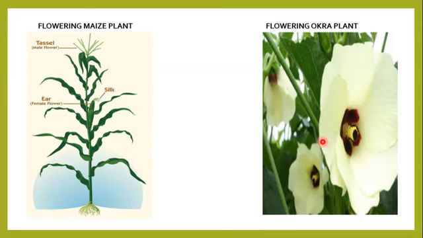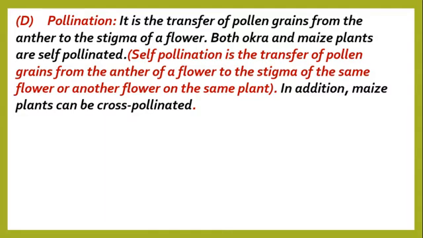Alright, let's move on to look at the next stage after flowering. After the flowers are born, what is the next stage? We have what we call pollination. And this is a popular word you have come across severally in your previous classes. So it's nothing new to you. So the same old definition: it is the transfer of pollen grains from the anther to the stigma of a flower.